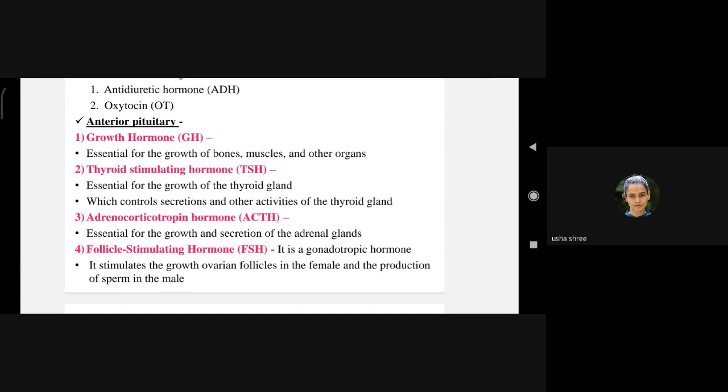Now, if there is enough amount of cortisol in blood, then blood will send a signal to brain that there is enough amount of cortisol in blood. Please stop or inhibit the corticotropin releasing hormone. Okay, so this is a chain, or this is a cycle, or this is a loop of endocrine system.